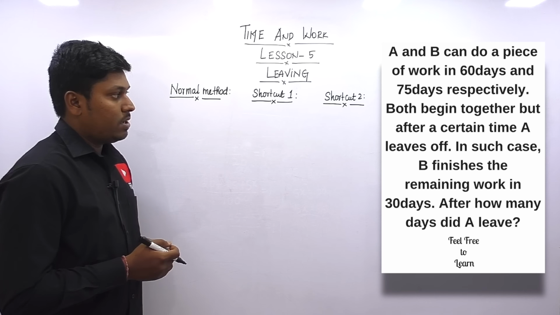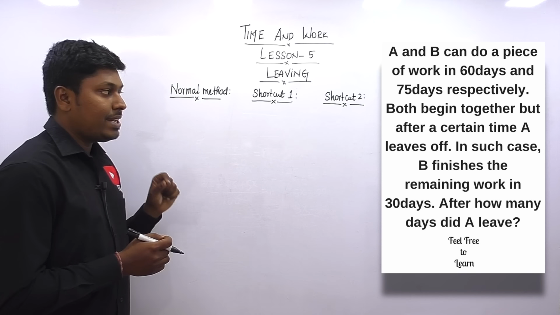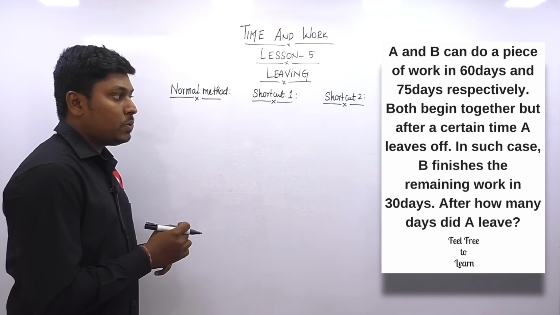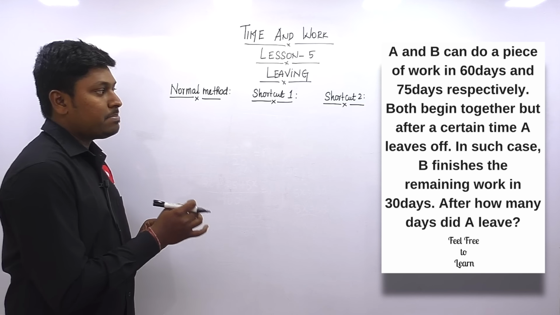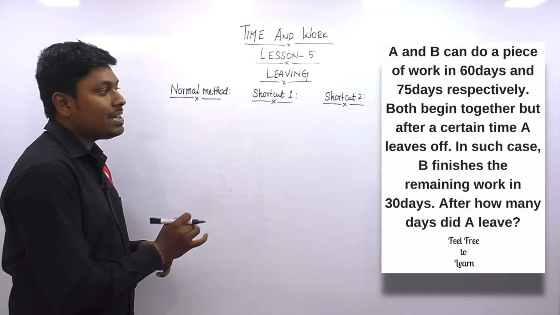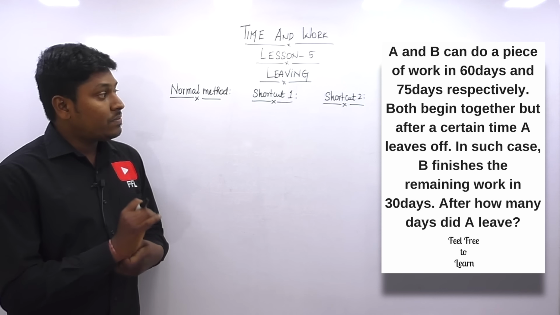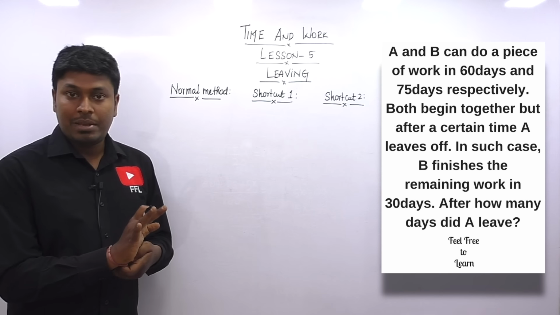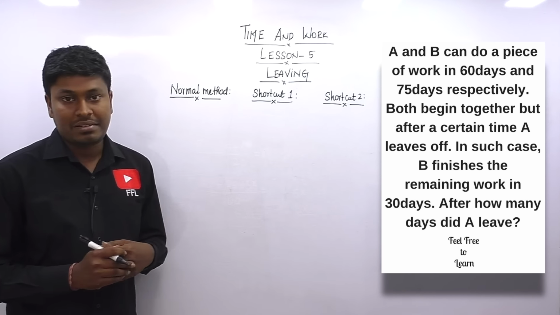Question number 4. A and B can do a piece of work in 60 days and 75 days respectively. Both begin together, but after a certain time A leaves off. In such a case, B finished the remaining work in 30 days. After how many days did A leave? So friends, it's one of the most important concept questions. Why? Because this question's concept is different when compared to all the previous questions.